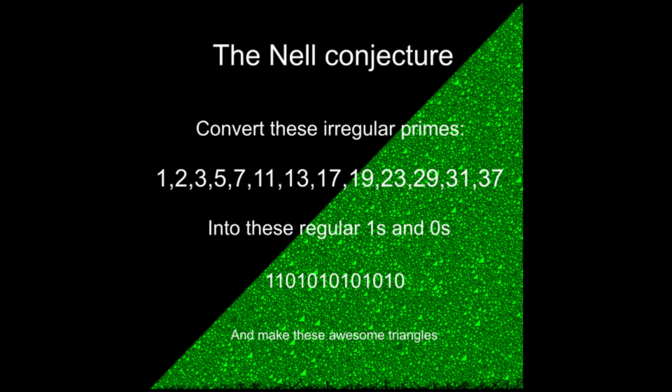Anyways, the Nell conjecture is basically the idea that if you take a list of primes like this one, and then take the absolute value of a prime and its neighbor and put it in between, and do that for the whole row. But first, the first one's going to be 1, so will the second, and just run down the line like I said.